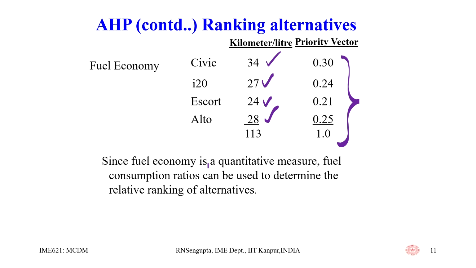Since fuel economy is a quantitative measure, fuel consumption ratios can be used to determine the relative ranking of the alternatives. Obviously, in this case, a higher priority vector means a greater level of importance you will place. So, we will consider both the quantitative one as well as the qualitative ones and then combine them, and have the final decision tree such that by multiplying along any path and then adding up all the different paths leading from one alternative to the decision maker, we will basically prioritize them accordingly.